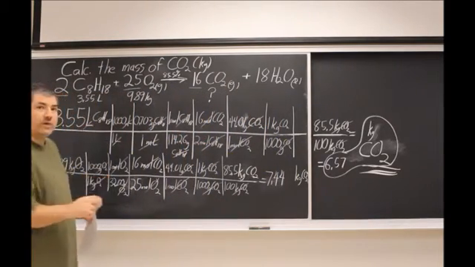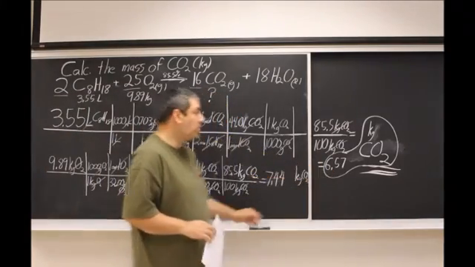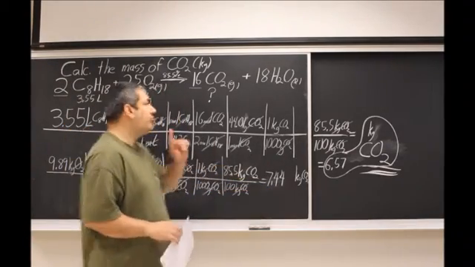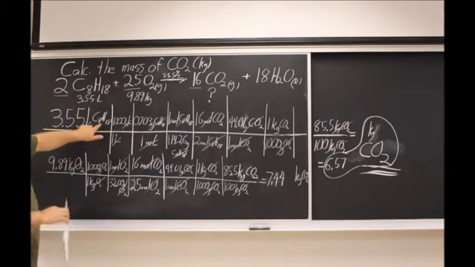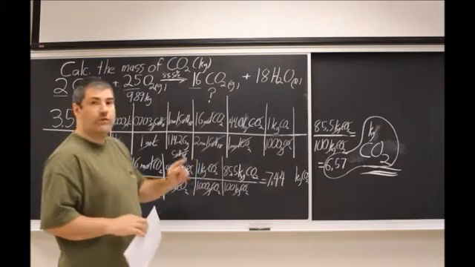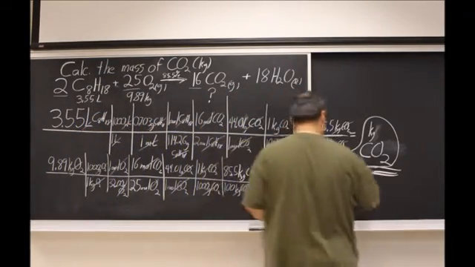Well, in the previous problem, we got 6.57 kilograms of CO2. This value is larger. So what that means is octane is the limiting reagent, and the maximum amount of carbon dioxide that we can produce is 6.57 kilograms.